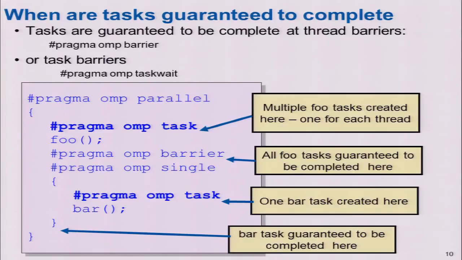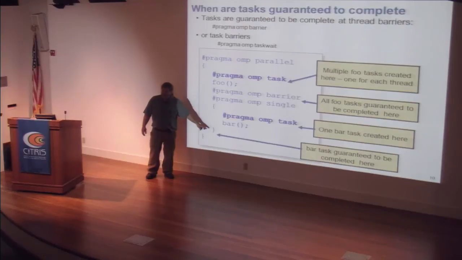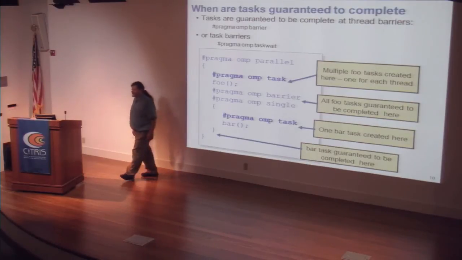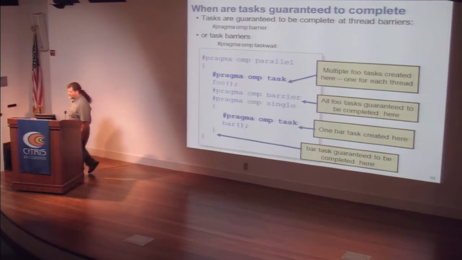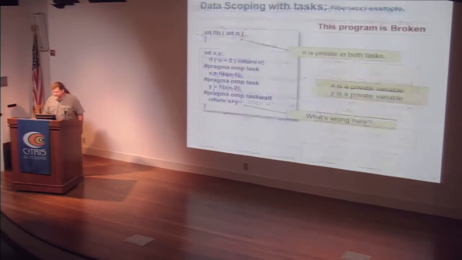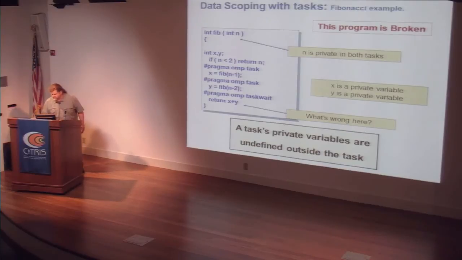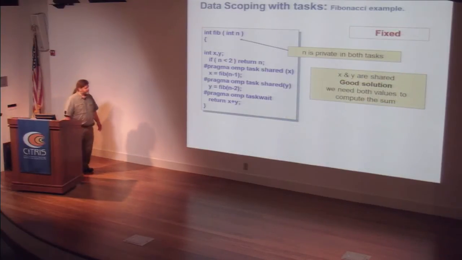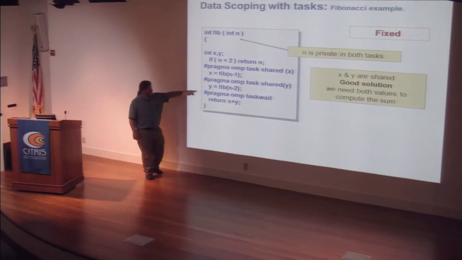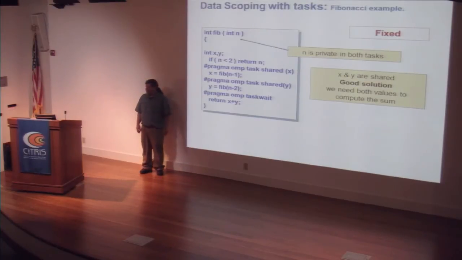All right? So now I come in here and I have a single, and I'm going to create a whole bunch of tasks. Remember, there's a barrier implied at the end of the single. So no one goes beyond that barrier until all the tasks complete. So tasks complete at the barriers. Now there is also a construct called taskwait. So you can insert into your program, I want you to wait until the tasks are done.